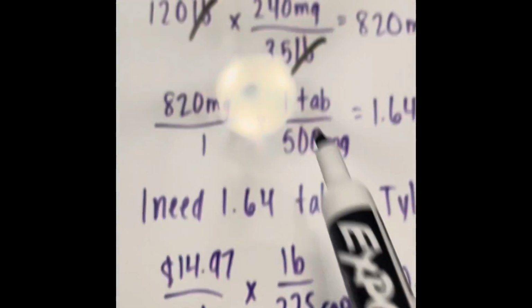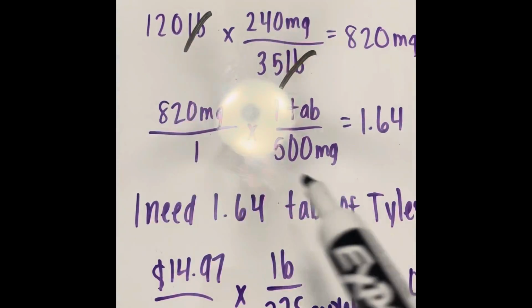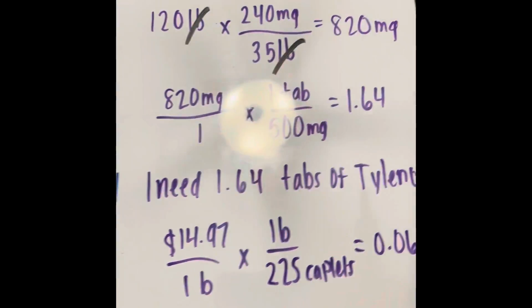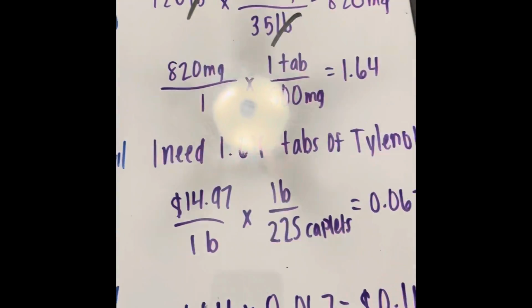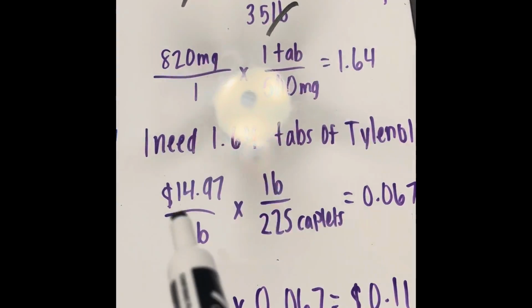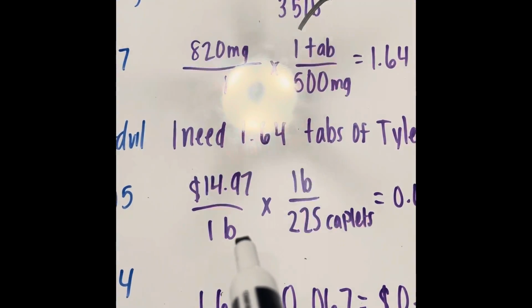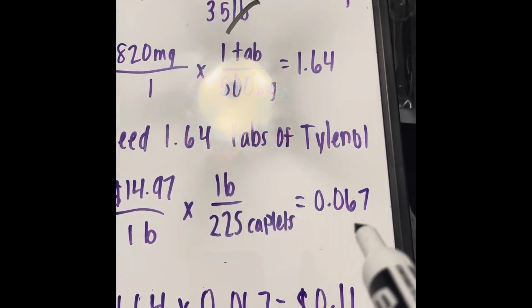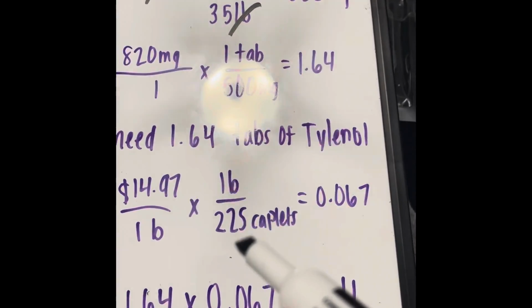So here, since there's 500 milligrams, I would divide 820 by 500 per caplet, and I get 1.64 tablets. So I need 1.64 tablets of Tylenol. So once again, then, $14.97 with 225 caplets would leave me at 0.067 cents per caplet.